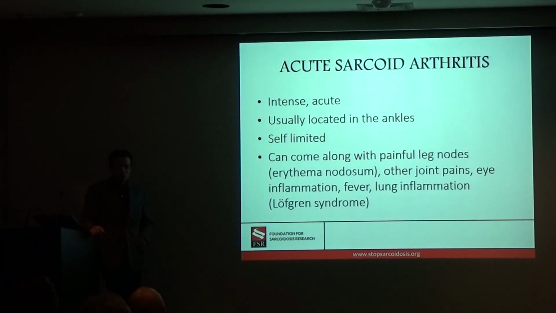That's the doctor's term for it, but it's a painful area under the skin, usually in the legs. Other joints can also get affected. There can be eye inflammation. You'll hear later about eye inflammation caused by sarcoidosis. It can be fever. There can be lung inflammation. The doctor's term for it is Lofgren syndrome. So this is a form that we see sometimes in our clinics.